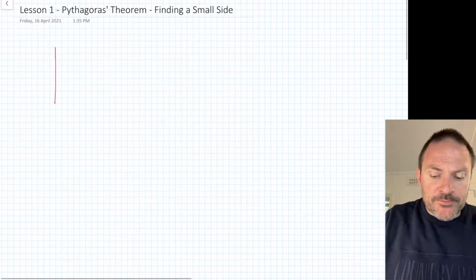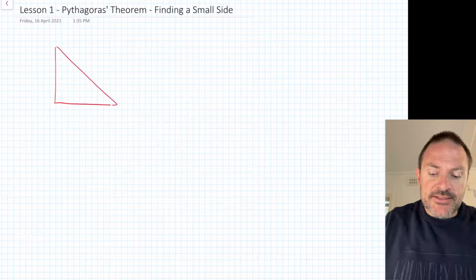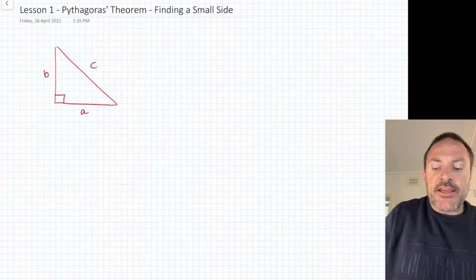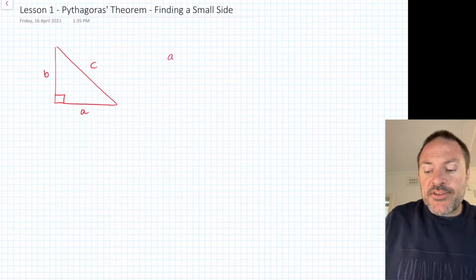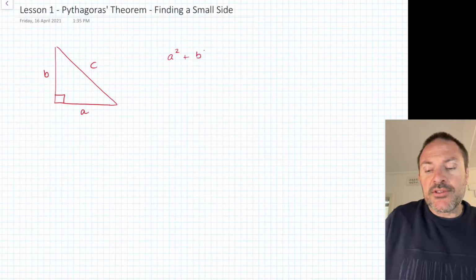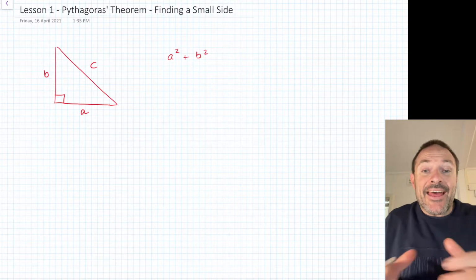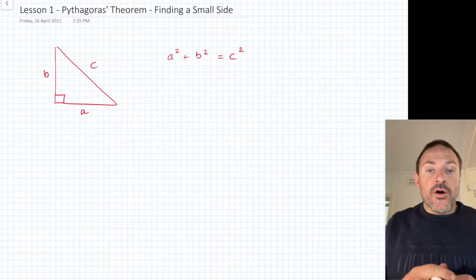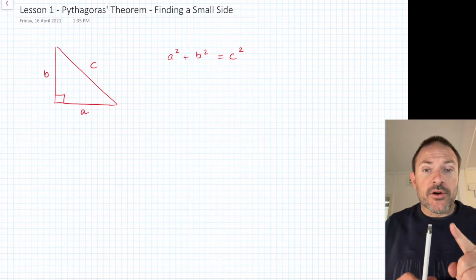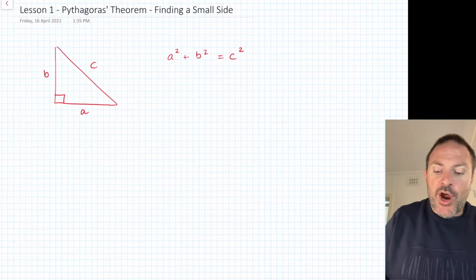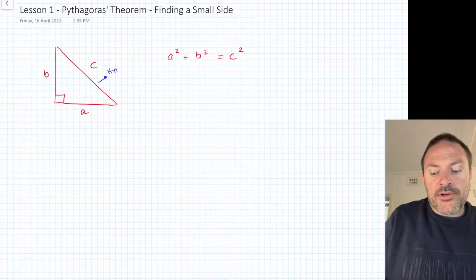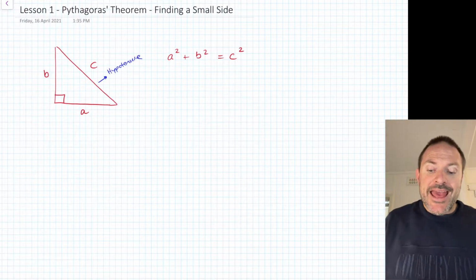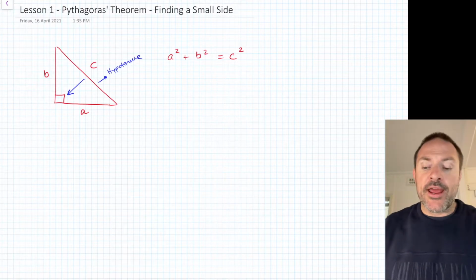So for example, we might have a right-angled triangle like this. Now, do you remember what the rule is? If this is side A and B and C, what we'll say is that if we square the two smaller sides together and add them, then it will have the same result as the square of the longest side. Now, can you remember what that longest side's called? It's a special name. Hopefully you remember this is called the hypotenuse. The hypotenuse is always the longest side of any triangle, and it's also opposite that right angle there.